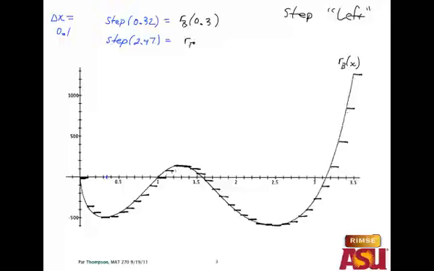David? RB 2.4. RB of 2.4. Make sense? Okay.